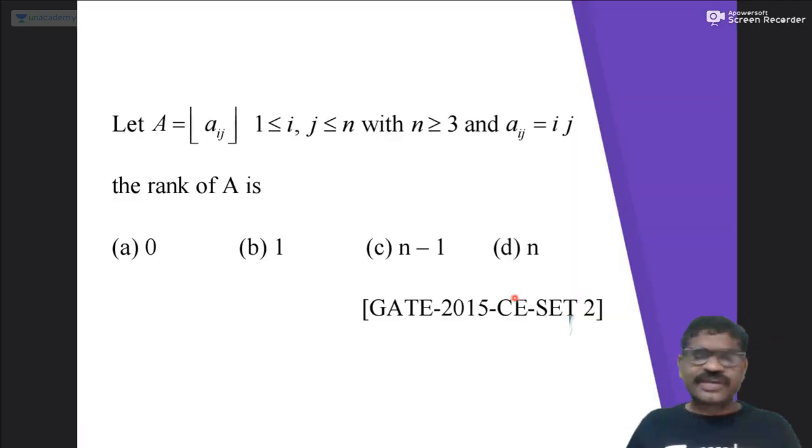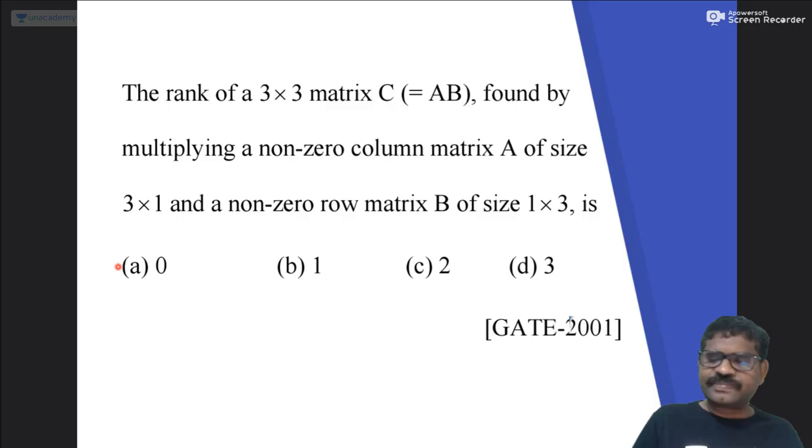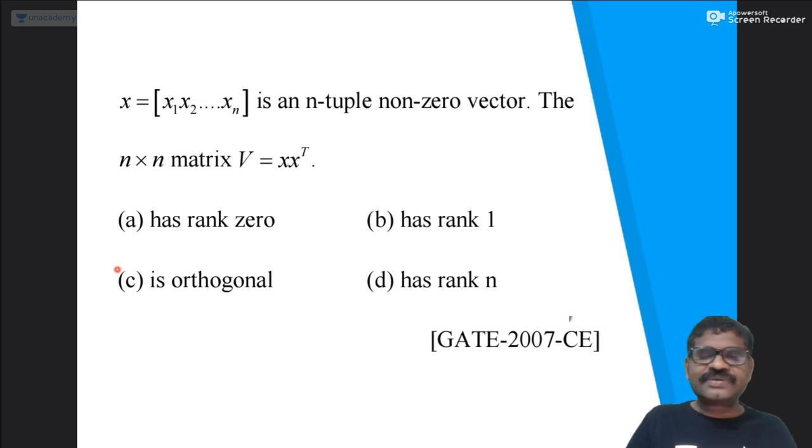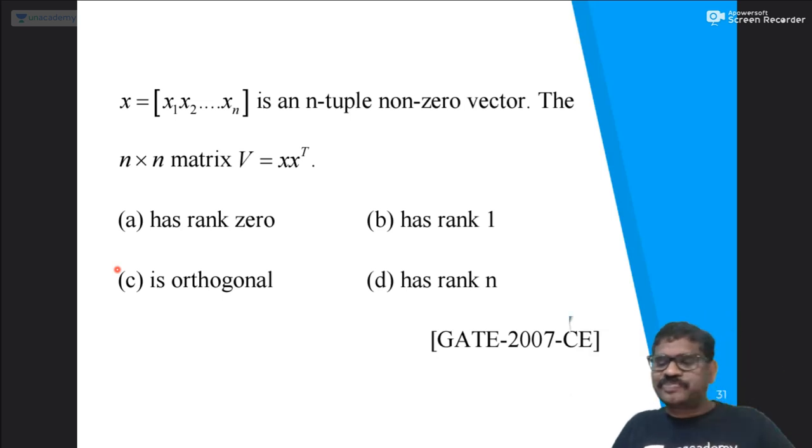This problem we discussed yesterday. All the rows are proportional, therefore rank is 1. This problem, rank is 1. Yesterday we discussed this problem. You know the answer, but some students get confused while understanding the data.